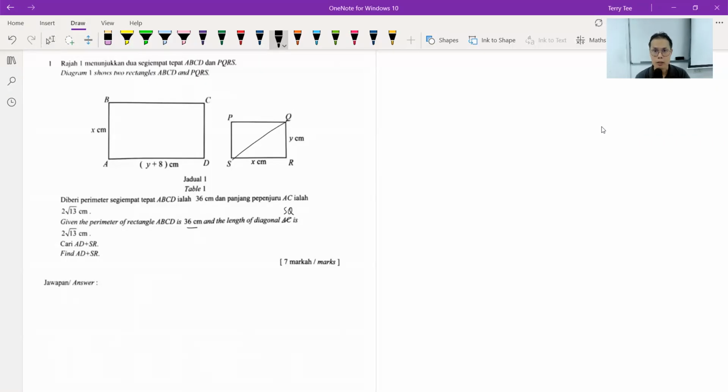So here, the perimeter of the rectangle is 36. That means if I take rectangle ABCD, there are 2 of x and 2 of y plus 8. So we say 2x plus 2 of (y plus 8), and the outcome must be 36. Let's divide everything by 2. As I divide by 2, I get x plus y plus 8 equals 18. Now you can choose to make either x or y the subject. Maybe I just make y the subject. y will be 18 minus 8, which is 10, minus x. Just bring the x to the right-hand side. So that will be my equation number 1.